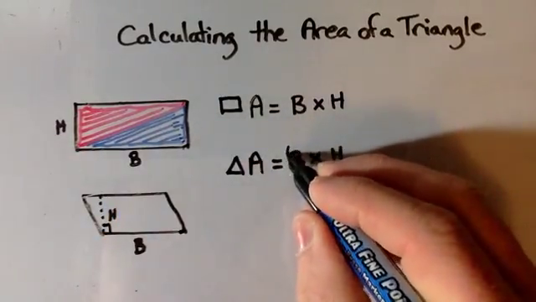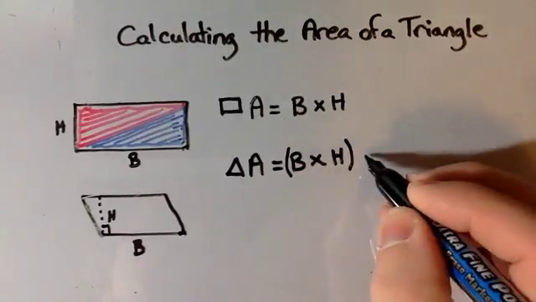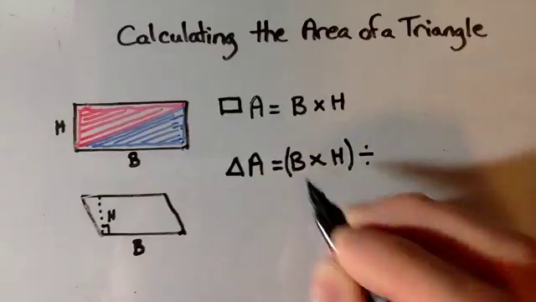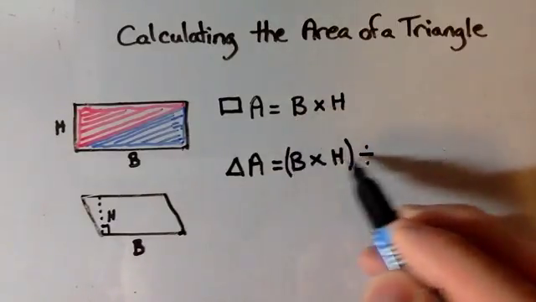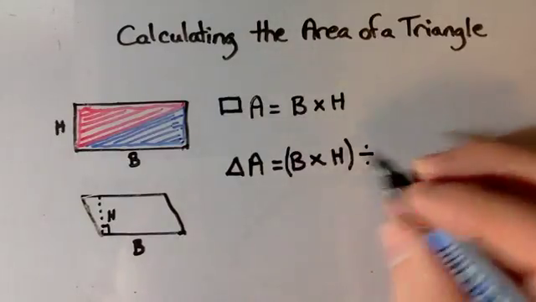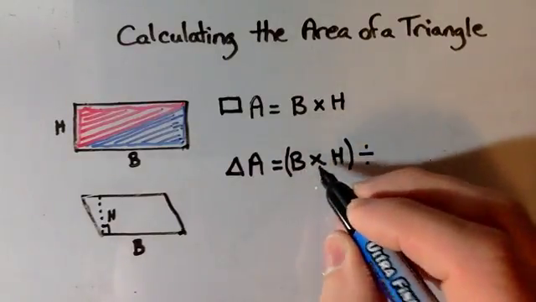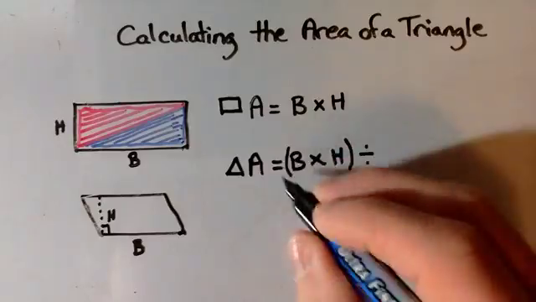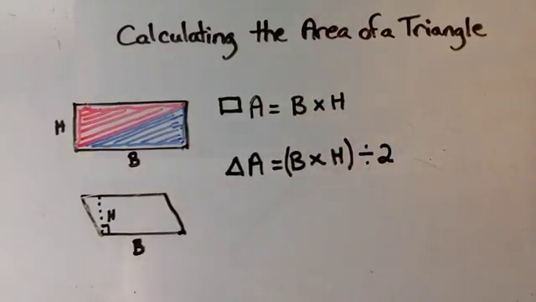So if we take this base times height, and you don't need to put it in brackets, but I just do, just to make it really obvious that that's the part you do first, because normally you would do the first multiplication as you went across first, but I'm going to put it in brackets just so there's no confusion whatsoever. This part must be multiplied first. So if you have the base times the height, and then you divide that whole number by 2, that will give you the area of a triangle.